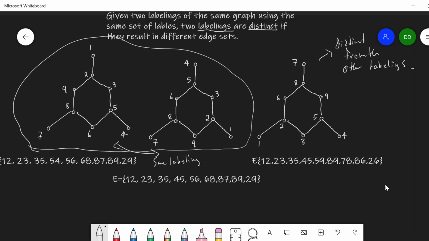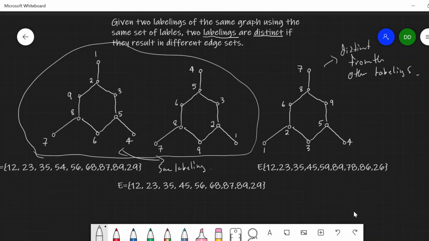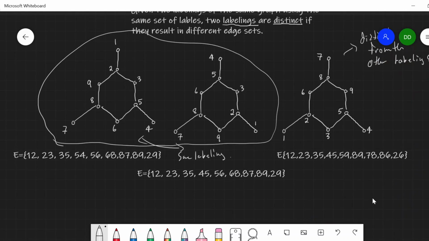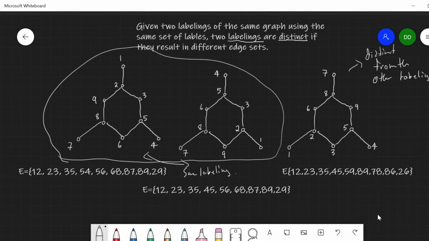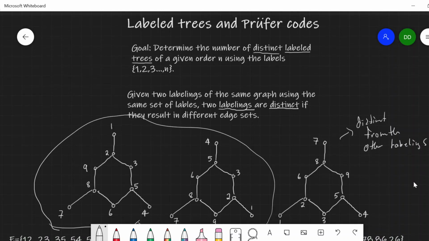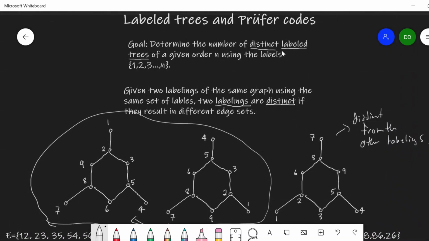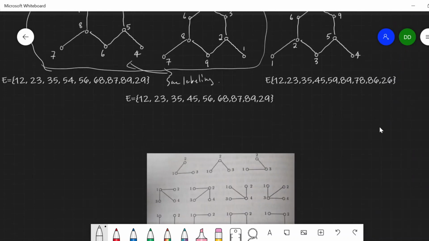So this is what we mean by distinct. You can always just look at their edge sets and determine if the sets are the same or not. So we turn our attention back to the goal. Now that we understand what distinct labeled graphs are, here we're going to be looking at distinct labeled trees of a given order. Let's look at some examples.